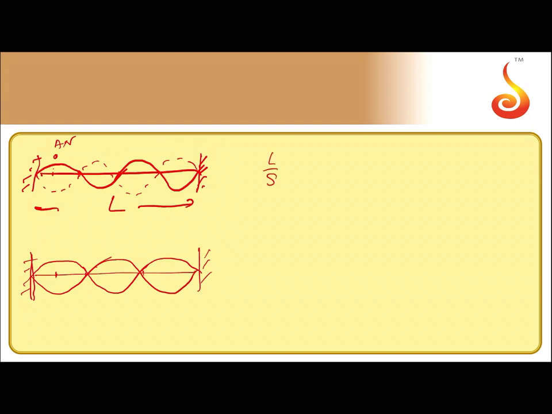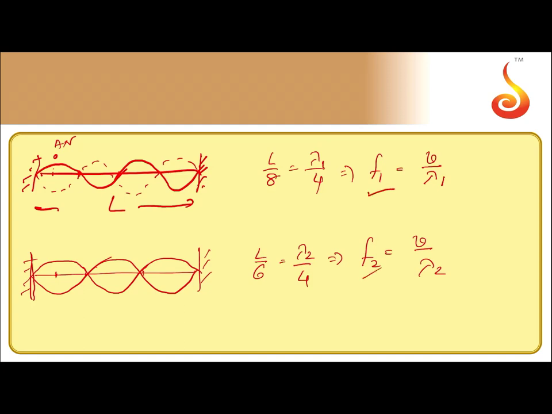So, I can write L by 8 is equal to lambda by 4 and the frequency F1 is equal to V divided by lambda 1. It's lambda 1 here. And in the second case, L by 6 is equal to lambda 2 divided by 4 and F2 is equal to V divided by lambda 2. Correct? But the minimum frequency corresponds to the same value. F1 and F2 are equal to each other.